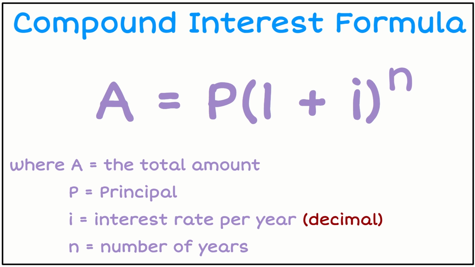So here is the formula for our compound interest. A, the letter A, is talking about the total amount at the end. P is your principal, what you started with. I is your interest rate, and that's per year, and we've got to remember to turn that into a decimal number. And then N is the number of years.